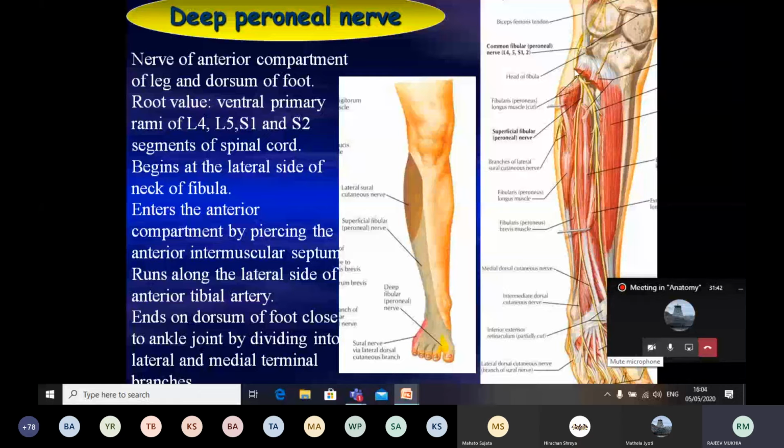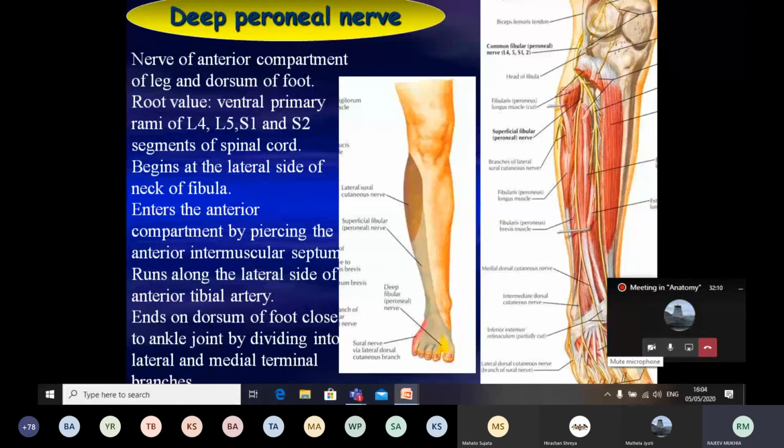The common peroneal nerve component, as it comes towards the lateral aspect of the neck of the fibula, divides into two branches. One is the superficial peroneal nerve, and one is the deep peroneal nerve. So the deep peroneal nerve will supply the anterior compartment of the leg, whereas the superficial peroneal nerve will supply the lateral compartment of the leg. So the nerve of the anterior compartment is the deep peroneal nerve. Now, what is the deep peroneal nerve? It is the nerve of the anterior compartment of the leg and the dorsum of the foot also.